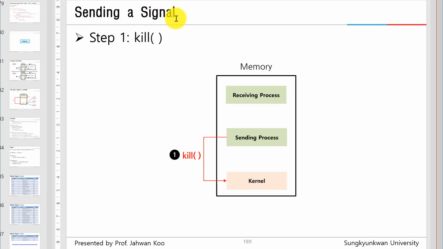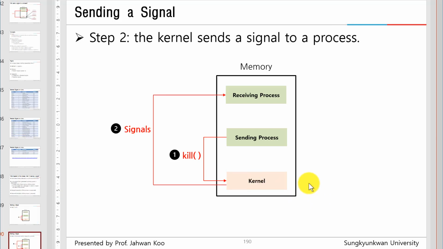Sending a signal. A sending process uses the kill system call to send a signal to a receiving process. The kernel sends a signal to a process.